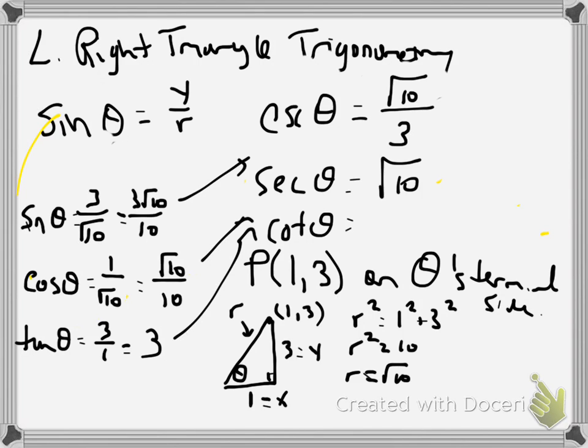Cotangent, I'm just going to flip tangent, and now I've got 1/3. So that is the 6 trig function values for this theta, given the fact that (1, 3) is on the terminal side of theta.